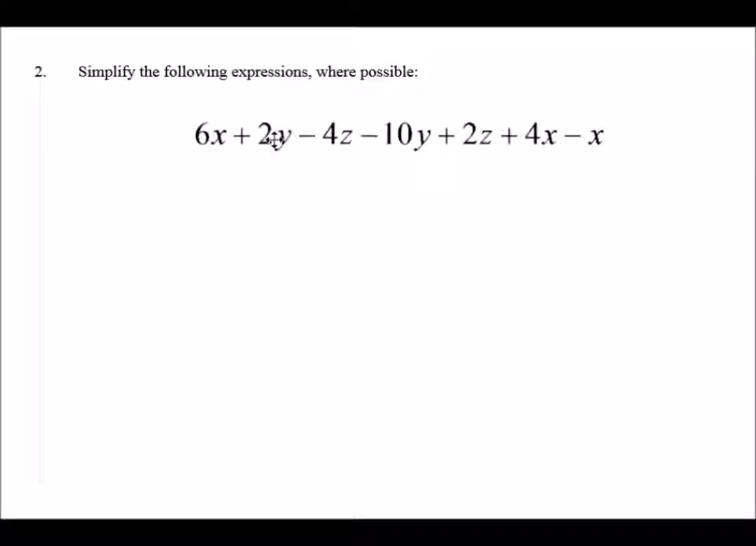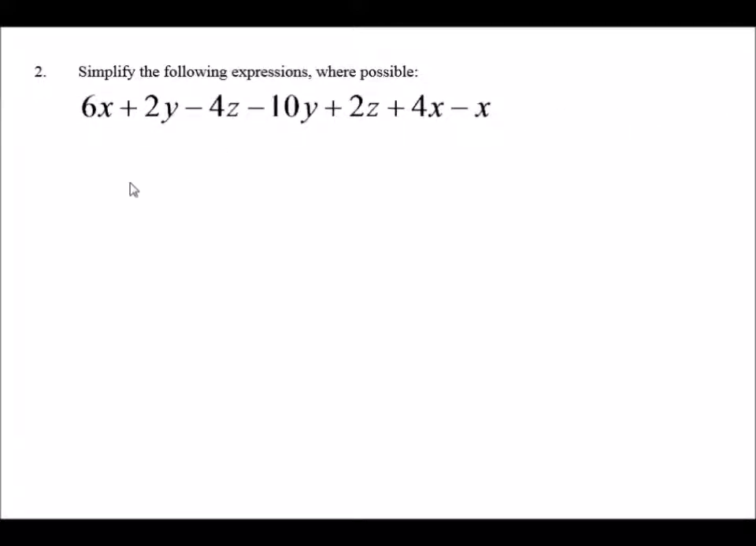Let's look at the next example. So the first thing I do is I understand that I have 1, 2, 3, 4, 5, 6, 7 terms, but now I'm going to identify my like terms. So the first thing I do, x is first, so I'm looking for all the x's. Here's the next x, and here's the next x. And remember, negative x actually means negative 1x. There's an invisible 1.